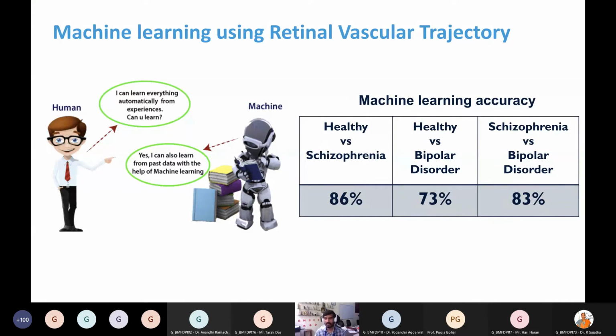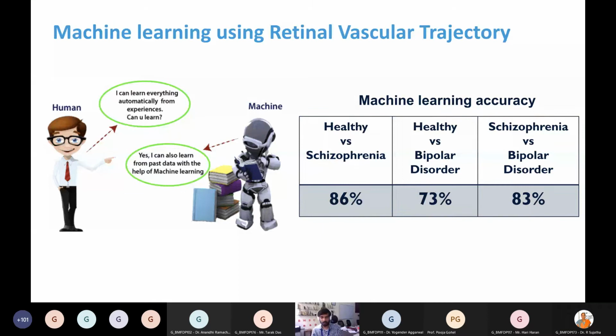Later, we also added a little bit of machine learning for this, and we found that the accuracy was good. More interesting was that for psychiatry, more than 80% accuracy is good for applications. We found 86% for healthy versus schizophrenia, but not for healthy versus bipolar. We used SVM and ensemble bagged trees, and so on, and ensemble bagged trees performed very well. Schizophrenia versus bipolar gave very good results. This was more interesting for doctors, because whenever they do screening, they always used to get confused between schizophrenia and bipolar. So can we come up with a tool?